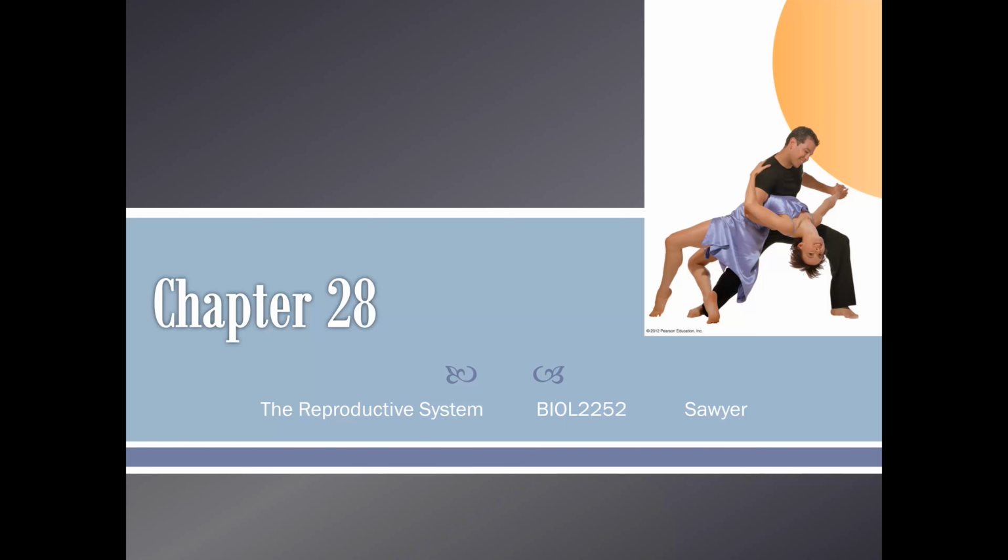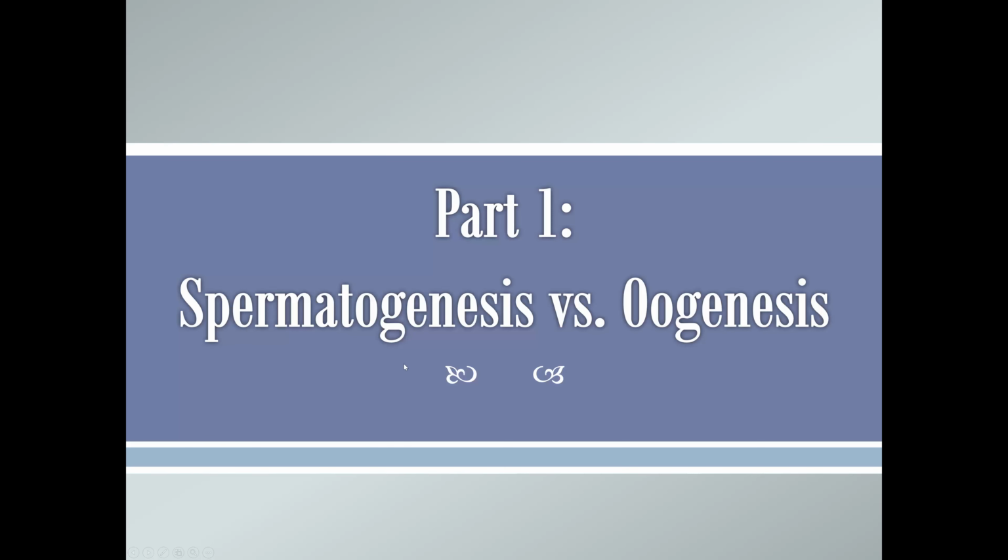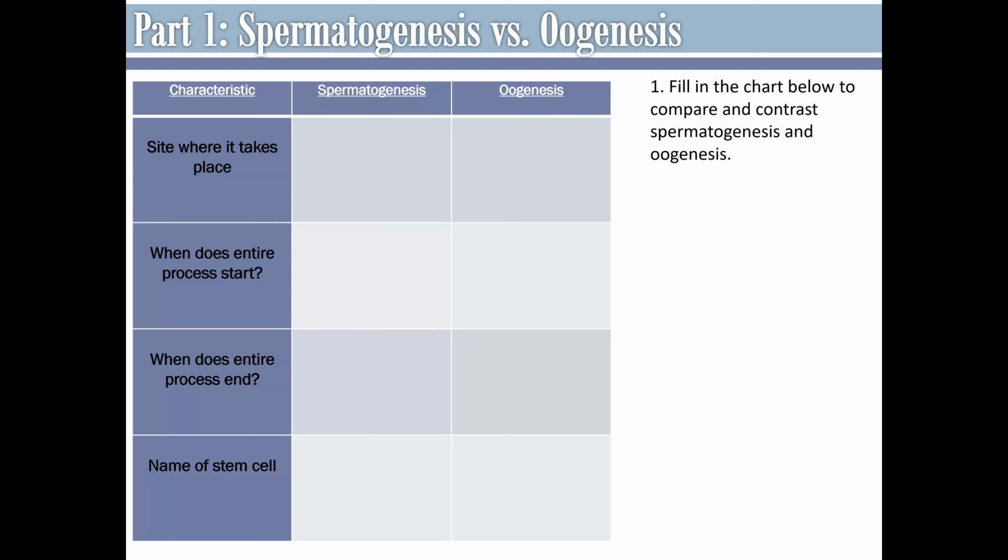This is the activity video for Chapter 28, the reproductive system, in which we're going to go through and answer the questions from the in-class worksheet. So Part 1, Spermatogenesis versus Oogenesis. Number 1, fill in the chart below to compare and contrast spermatogenesis and oogenesis. I'm going to go through this chart on the next couple of slides.